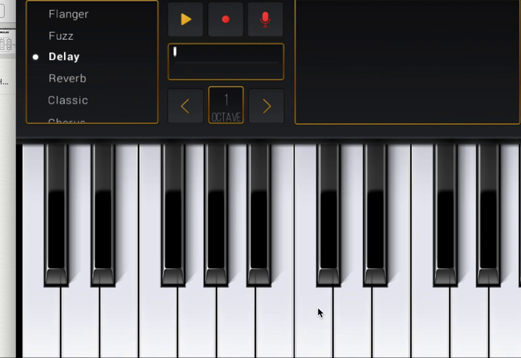So instead of going 1, 2, 7, 1, I can say 1, 4, 7, 1, or 1, 4, 5, 1. 5 and 7 are the same, 2 and 4 are the same thing. I'm really oversimplifying, of course, but it's just a way of remembering things.